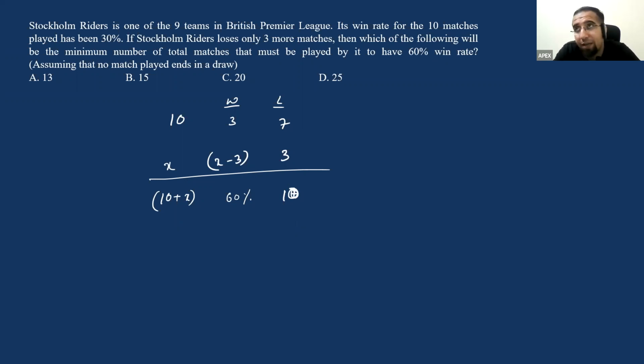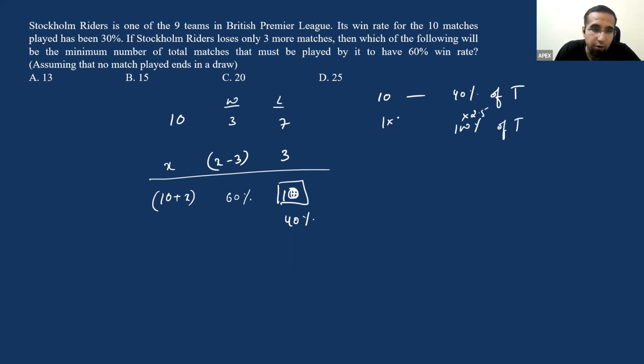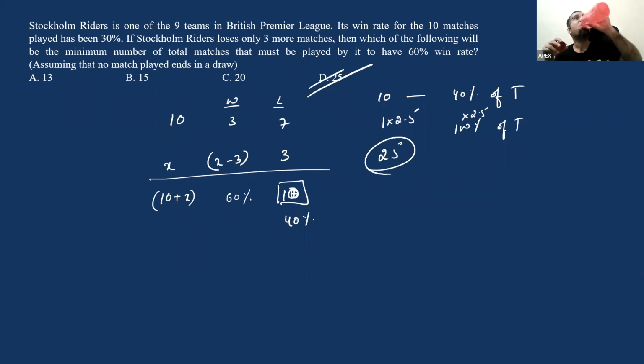So you can do it two ways, guys. 60% is winning, that means 40% is losing. So 10 matches is 40 percent of the total. So what is 100 percent of the total? Multiply by 2.5, and therefore your answer directly here becomes 25. No need to go with X and all, right? 40% should be the loss rate. So therefore there should be 25 matches.